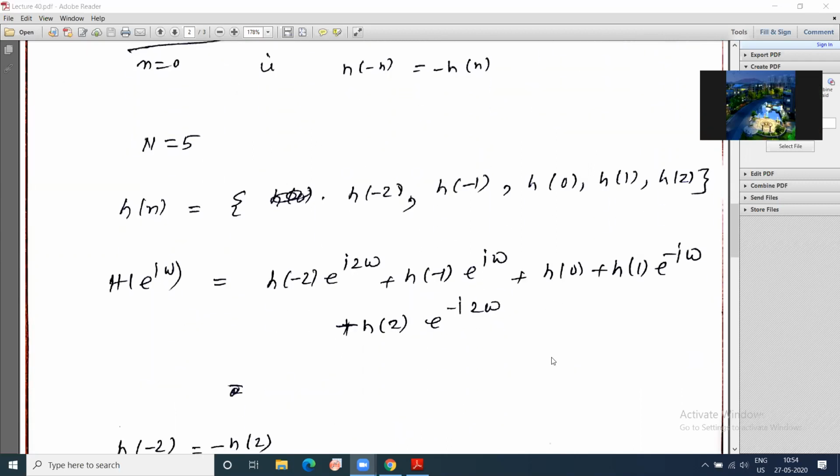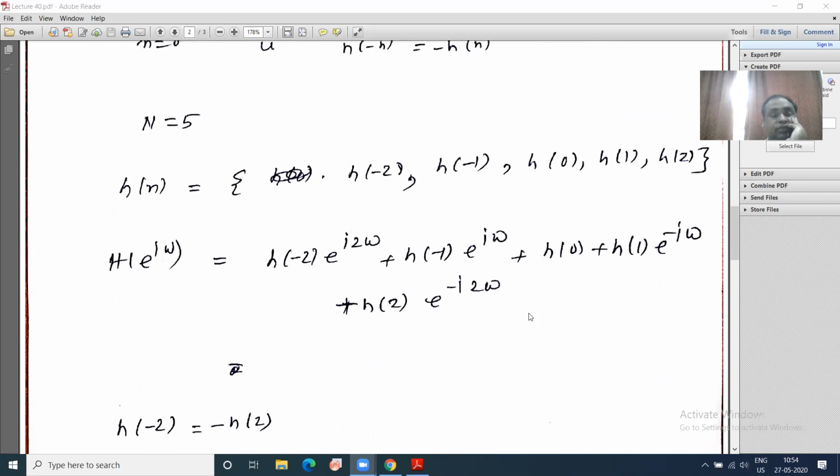Now, in this example, one thing is important. Suppose I want to take N equal to 5, which means n from minus 2 to 2: h of minus 2 e to the power j2 omega, h of minus 1 e to the power j omega, h of 0, h of 1 e to the power minus j omega, and h of 2 e to the power minus j2 omega.